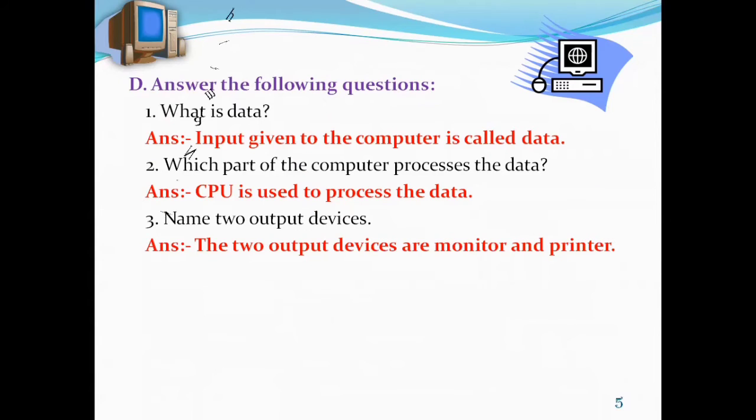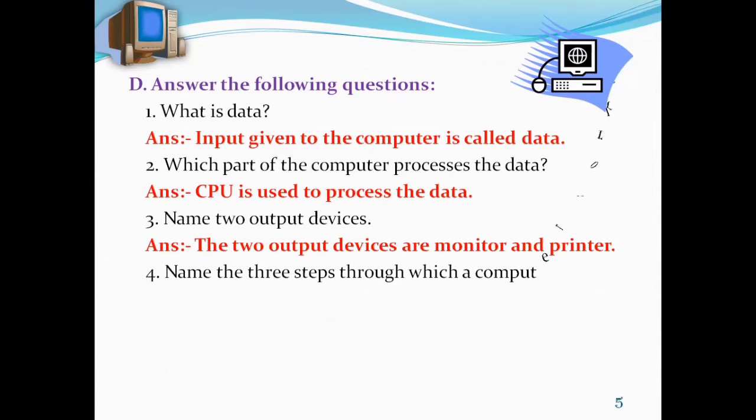Number 4. Name the 3 steps through which a computer works. What are the 3 steps? Input, processing, output. Correct, I think. We'll see the answer. Okay. Input, processing, and output. Correct.